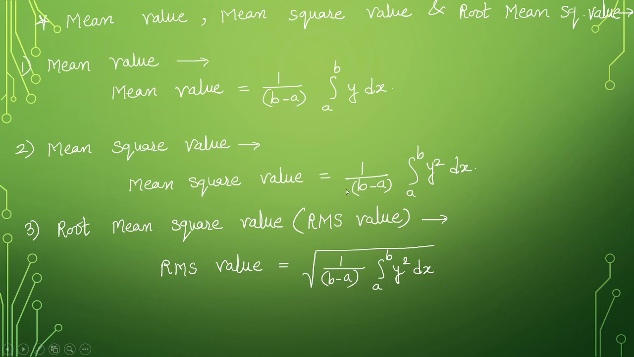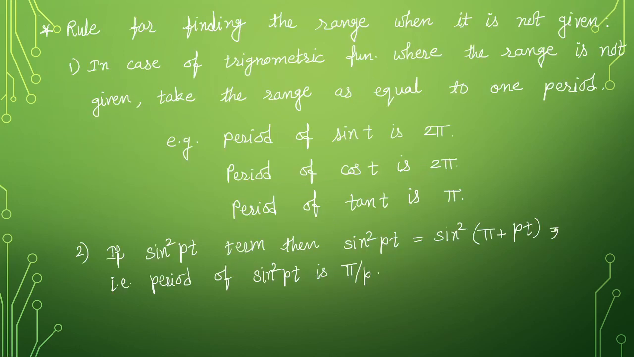Then for the mean square value, instead of y we take the square terms, and then the root mean square value means the square root of this mean square value. We apply these formulas for finding these three values and solve examples on this.